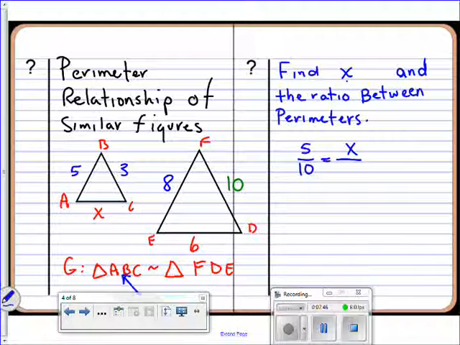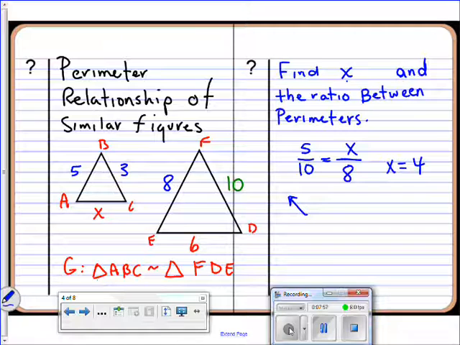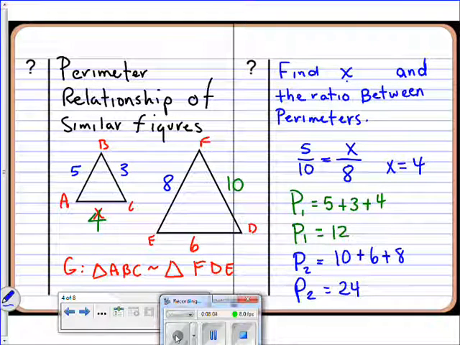AC is the first and the last, so it goes to FE, which is 8. Now I'm going to solve. So that side is 4, no problem. See, and I needed to find that first so that I could find the perimeter, okay? All right, so I just added up the perimeters, and I found the perimeter to the left is 12, and the perimeter to the right is 24.